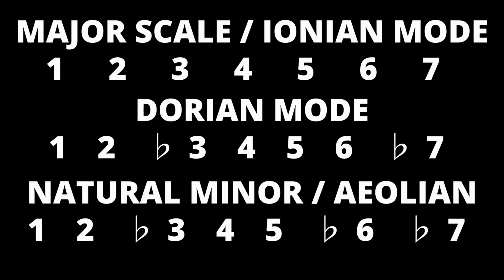It is also worth comparing it to the natural minor scale / Aeolian mode. The Aeolian mode has the scale degrees 1, 2, flat 3, 4, 5, flat 6, and flat 7. So the only point of difference between Dorian and Aeolian is the 6th note. This note will be important in defining the sound of the Dorian mode when creating chord progressions.